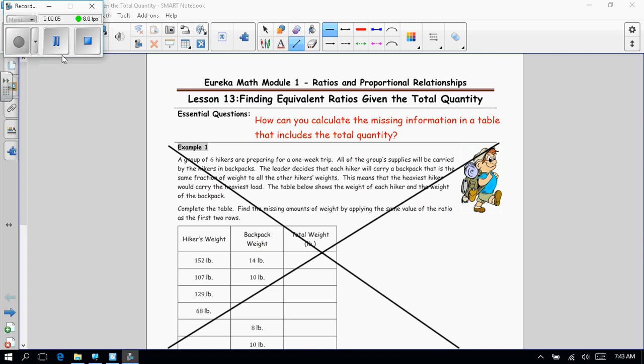I am on Module 1, Lesson 13, Finding Equivalent Ratios Given the Total Quantity. It's page 51 in our book, and you'll notice that I already have the essential question typed in. How can you calculate the missing information in a table that includes the total quantity?